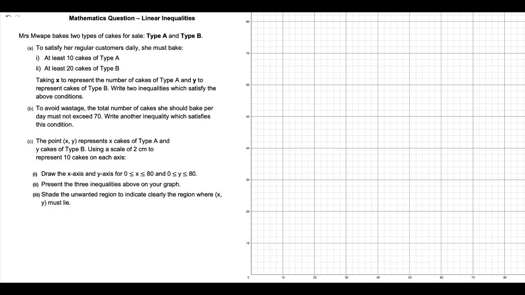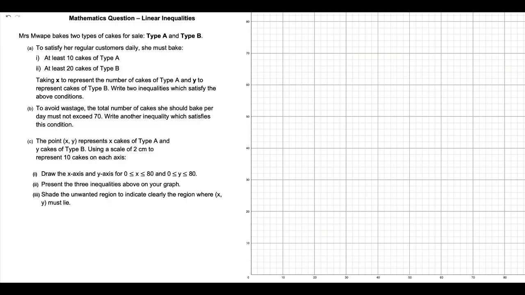Welcome to this lesson. We are looking at linear programming. We have a mathematics question here. It's more of a sample exam question, so that is what we are looking at. We have there Mrs. Mape who wants to bake two types of cakes, type A and type B.